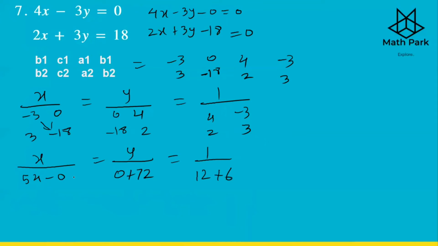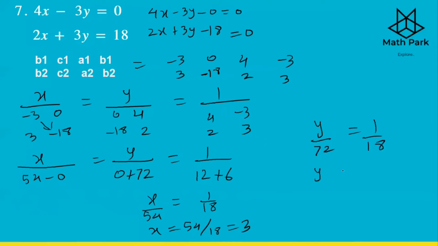So we get x upon 54 is equal to y upon 72 is equal to 1 upon 18. Okay. So we have x upon 54 is equal to 1 upon 18. So we get x is equal to 54 upon 18, which is 3. And y upon 72 is equal to 1 upon 18. So y is equal to 72 upon 18, which is equal to 4. So we are done with question number 7.